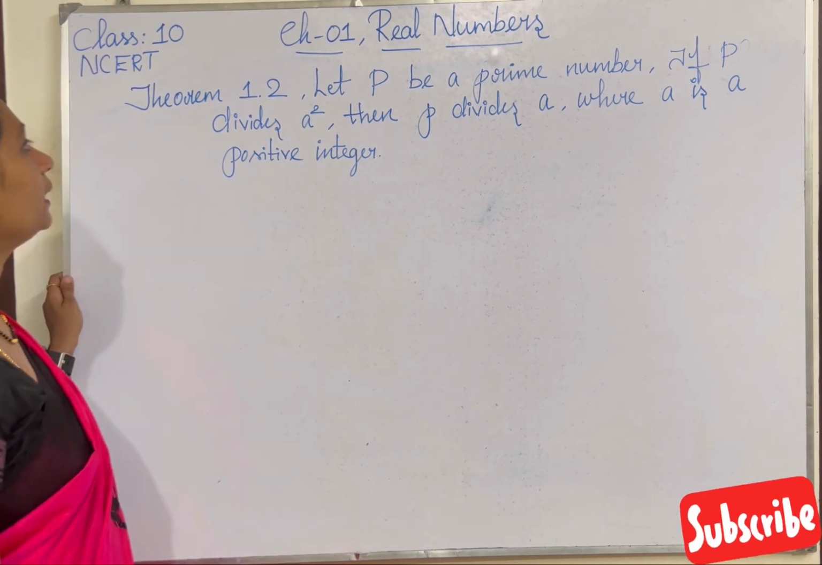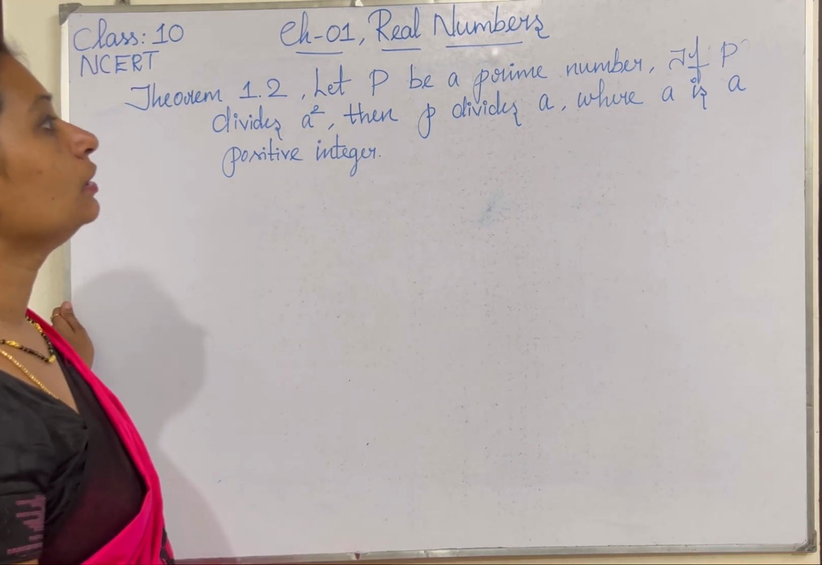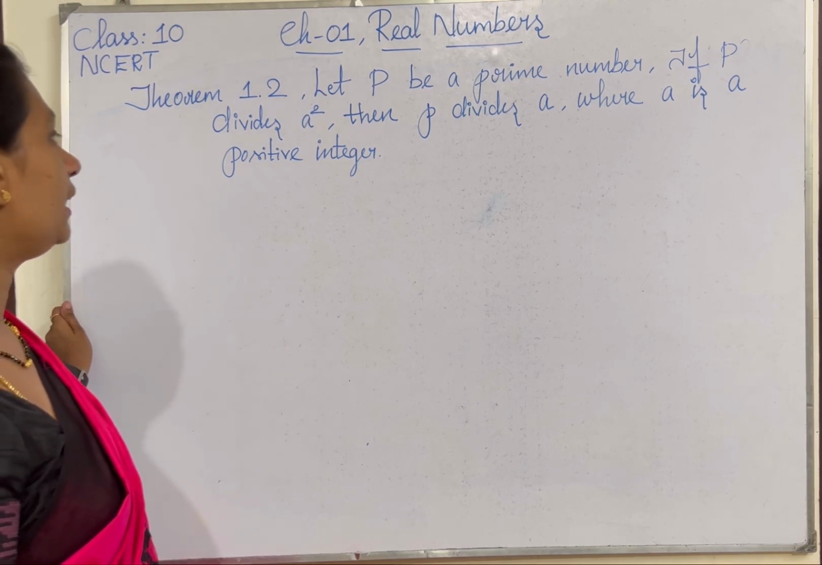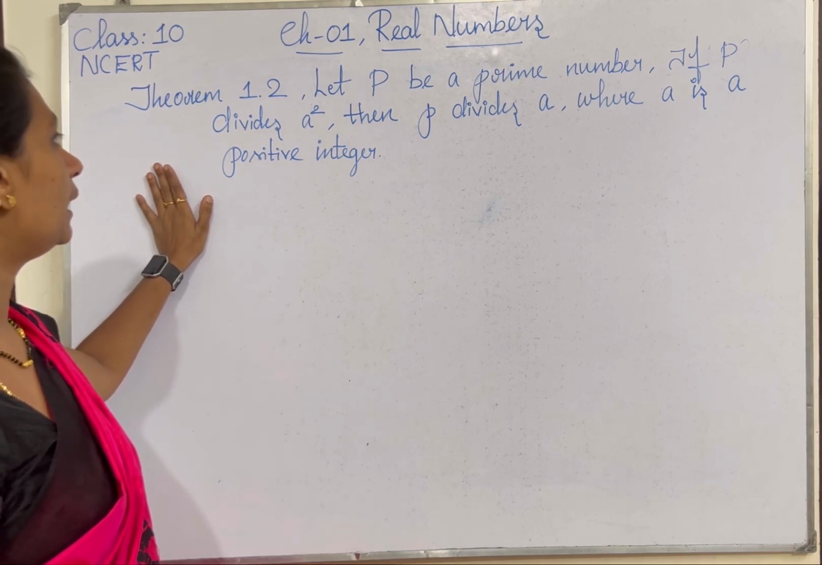Chapter number 1, Real Numbers, Theorem 1.2. Let P be a prime number. If P divides a square, then P divides a, where a is a positive integer. Let me explain this theorem by using an example.